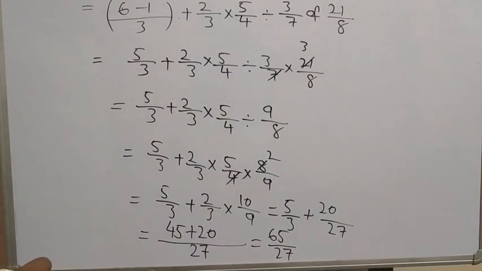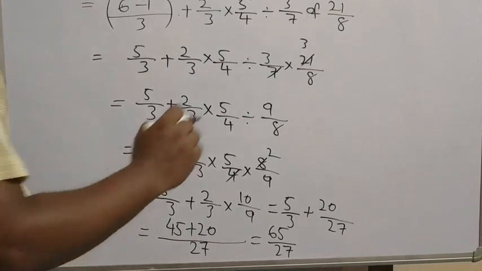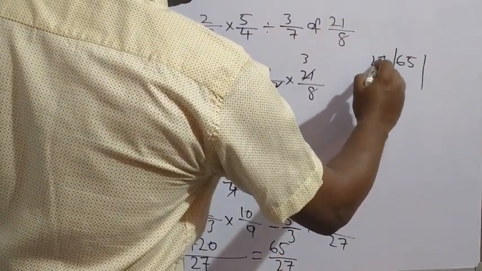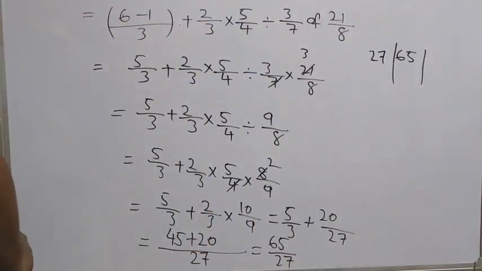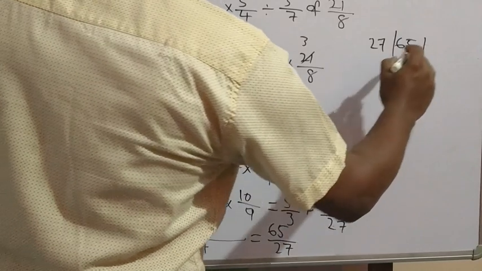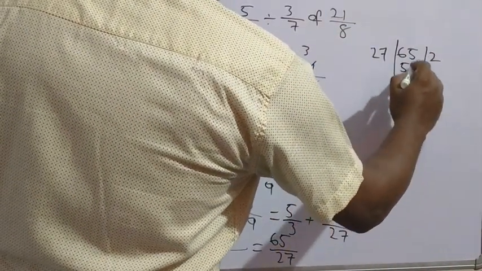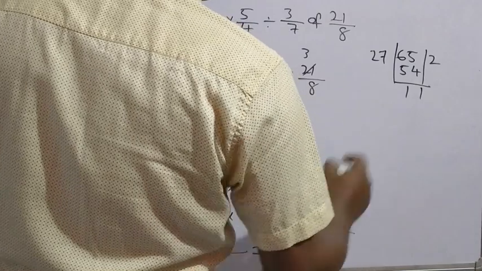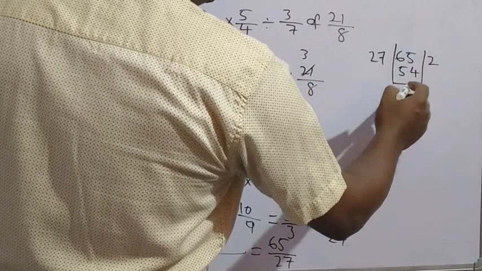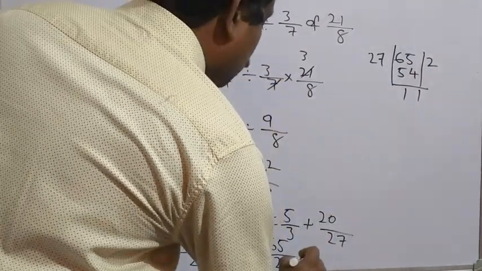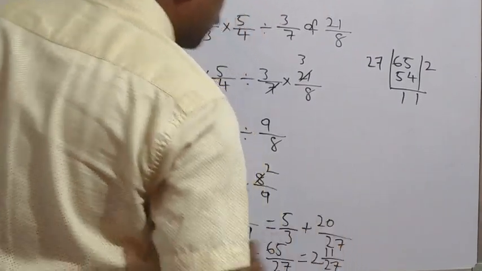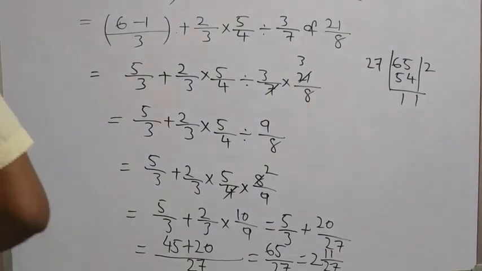Now we can also change it to a mixed fraction. How will 65 by 27 change into a mixed fraction? You divide 65 by 27. Which number will it be divisible by? 27, I think it will be 2. So 54, remainder 11. So this is the whole number you got. Then in the mixed fraction you write 2 whole 11 by 27. This is the answer. Understood?